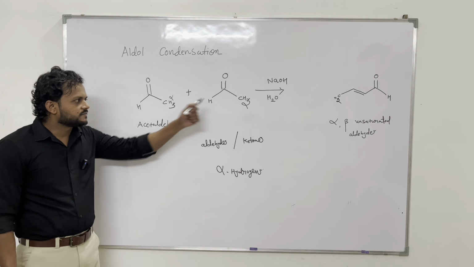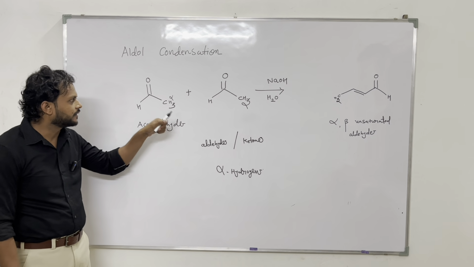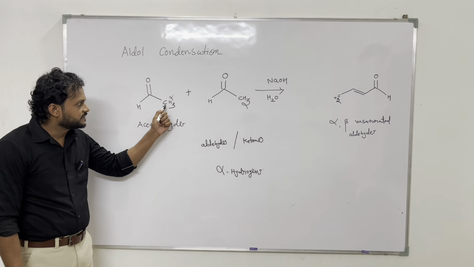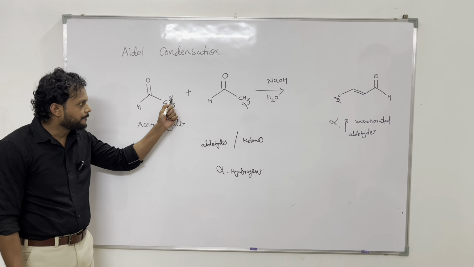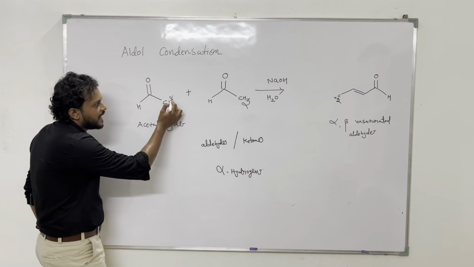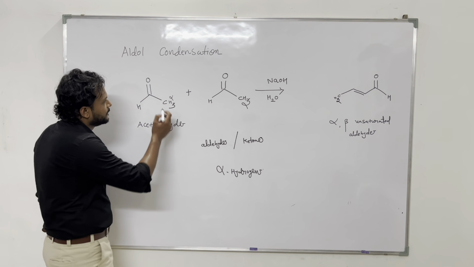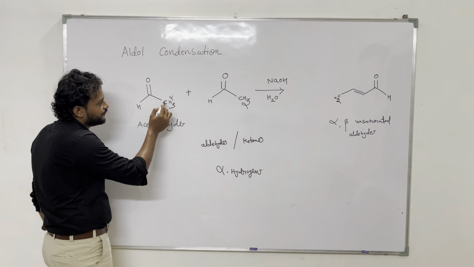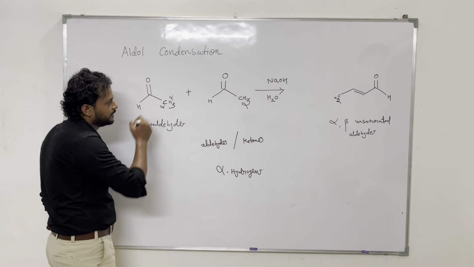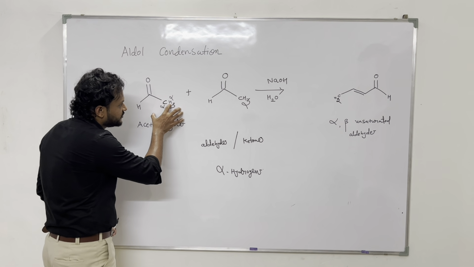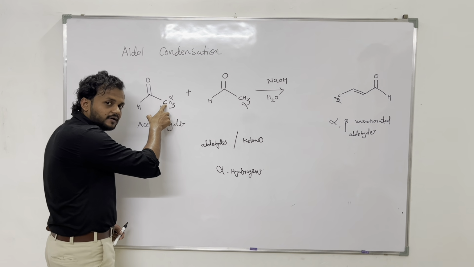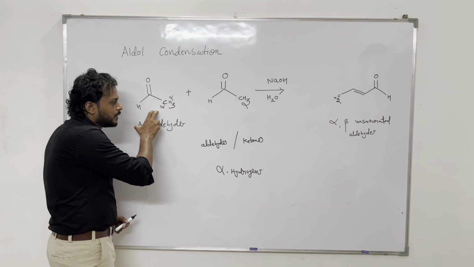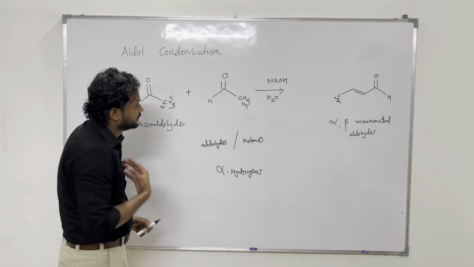And in this reaction, we have taken an aldehyde, which is acetaldehyde, and you can see that this particular aldehyde has alpha hydrogen. The carbon next to the functional group is known as the alpha carbon, and the hydrogens connected to that alpha carbon are known as alpha hydrogens, and this kind of compound we need to perform this reaction.